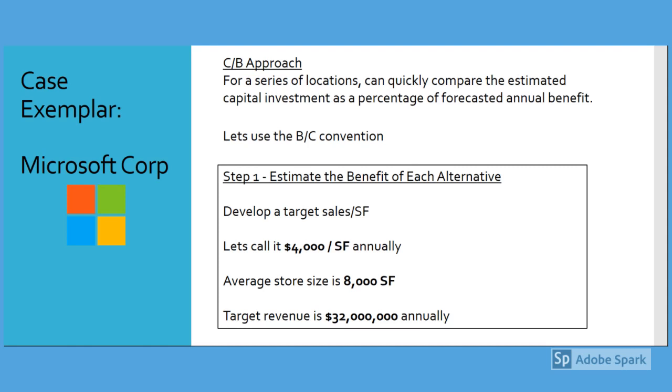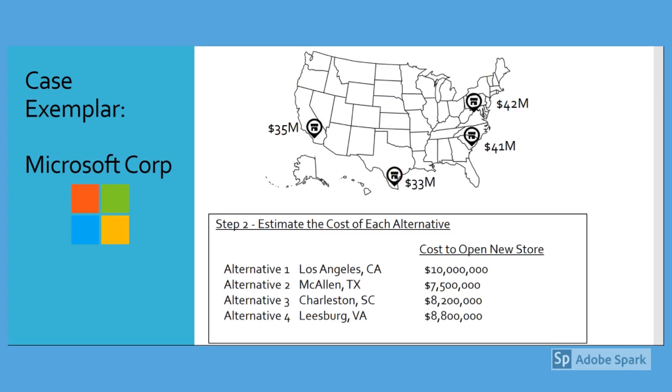First, we'll estimate the benefit for each alternative using a convenient sales to square foot ratio typically found in retail. We'll say that the target value is $4,000 per square foot, the average store size is 8,000 square feet, which yields a target revenue of $32 million annually. We will assume that Microsoft has done their market research and identified a short list of candidate locations that meet this annual revenue threshold. The second step would be to estimate the cost for each alternative at these locations, as we see here. In this example, there are 4.